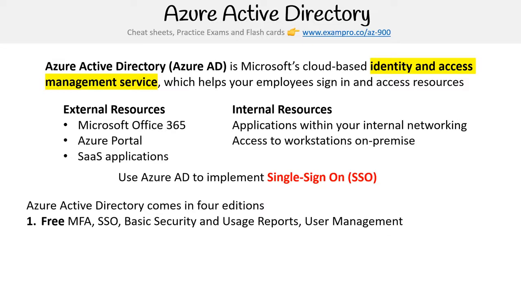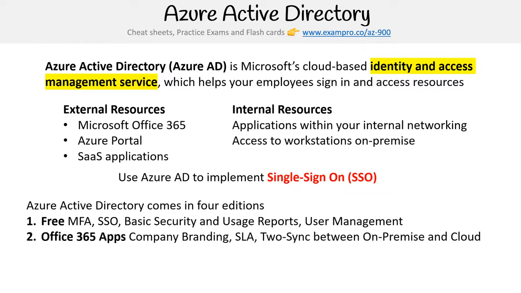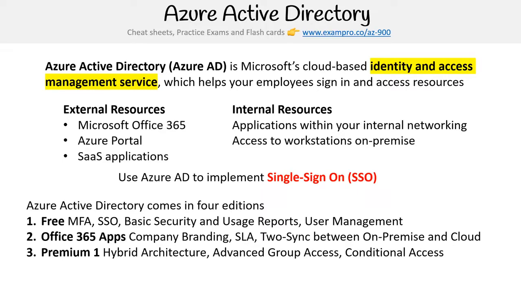We have Free, which provides MFA, SSO, basic security and usage reports, and user management. Then we have the next level up, Office 365 apps, and by the way, each version up has the features prior to it. With Office 365 apps, you get company branding, SLA, and sync between on-prem and cloud, which is really nice. For Premium 1, you get hybrid architecture, advanced group access, and conditional access. And then Premium 2 has identity protection and identity governance. If I didn't make it clear, Active Directory is what you use to help your employees sign in and access resources. That is what it does. It controls access to resources. So there you go.